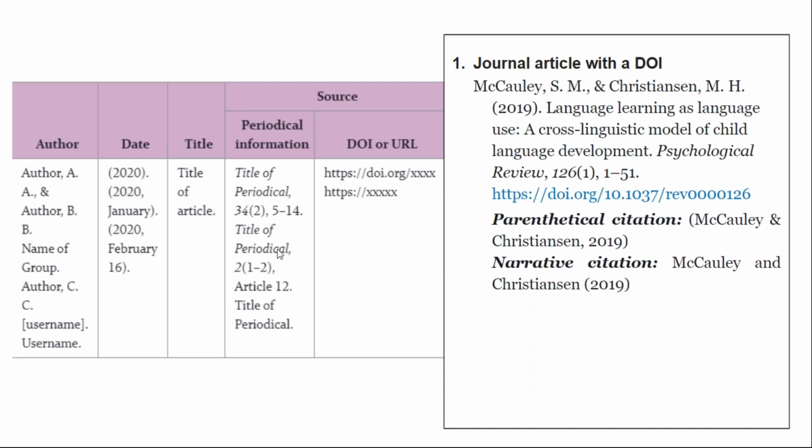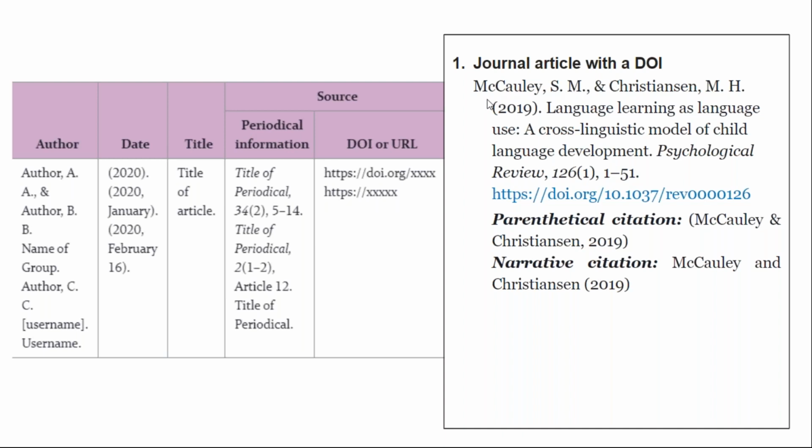And what pages from the journal does that article appear in? So this article came from pages 5 through 14 within that journal, right? So we're going to put that there. And finally, the last part of the where is the DOI or the URL. So here's an example of one that's been done.